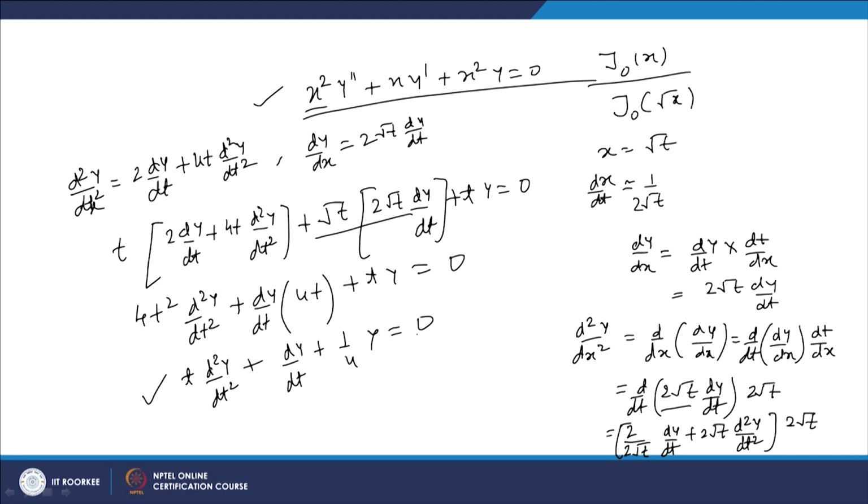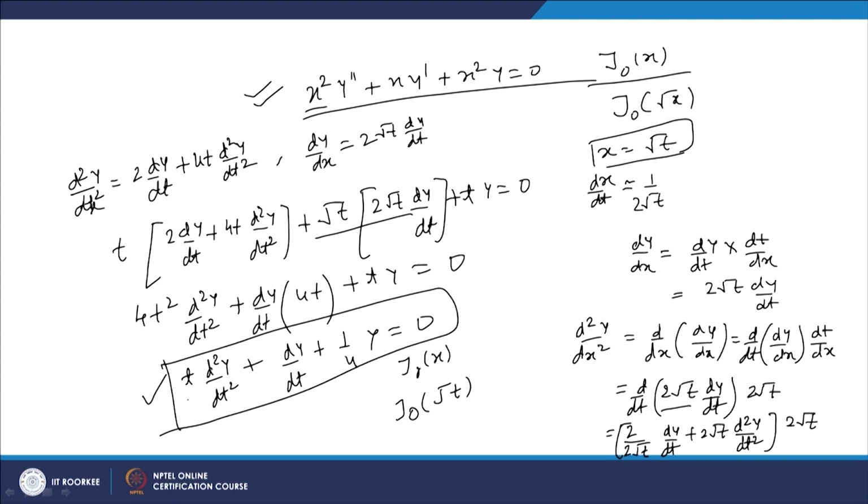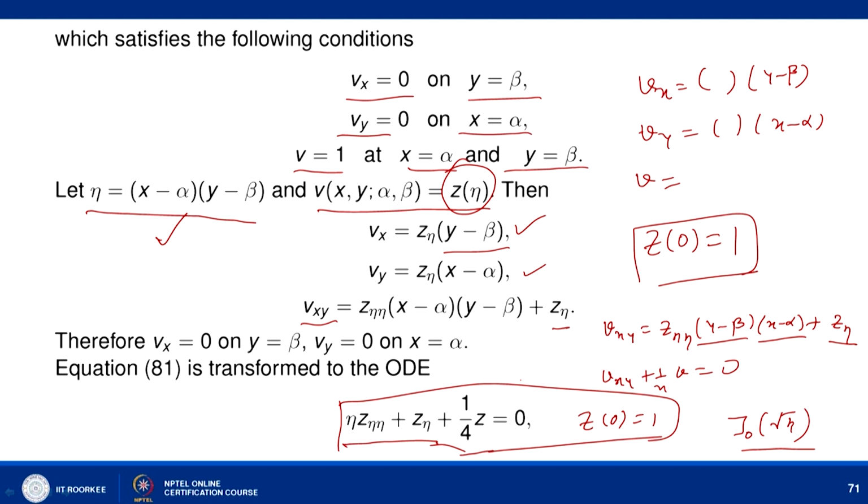And if you look, it is a transformation of the earlier equation whose solution is J naught x. So, the solution will be J naught x, but here we have assumed that x is root t. So, the solution of t d2y by dt square plus dy by dt plus 1 by 4 y equal to 0 is J naught of root t. And that is what we claim here, that the solution of eta z double dash plus z dash plus 1 by 4 z equal to 0 is J naught of root eta, and it satisfies the initial condition z of 0 equal to 1.